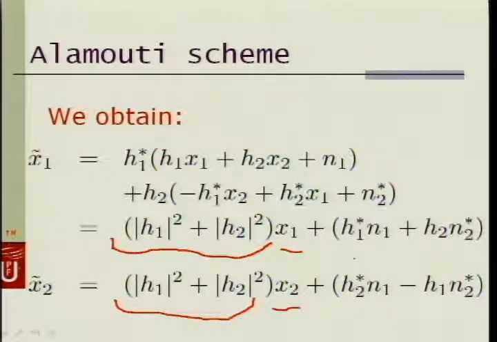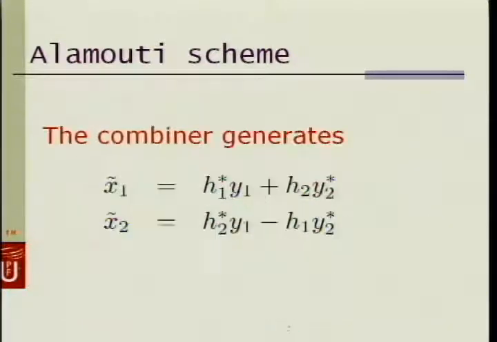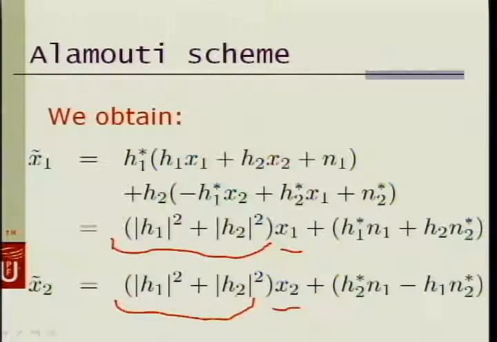That means that we have separated x1 and x2. The first part of the calculation of the combiner generates something that is proportional to x1 plus noise. The other one is proportional to x2 plus noise. So we can send x1 tilde and x2 tilde to a detector, a demodulator, and we have the detection of the symbols x1 and x2. You see that the operation is just a linear operation, because the combiner is linear, and this is what we obtain.